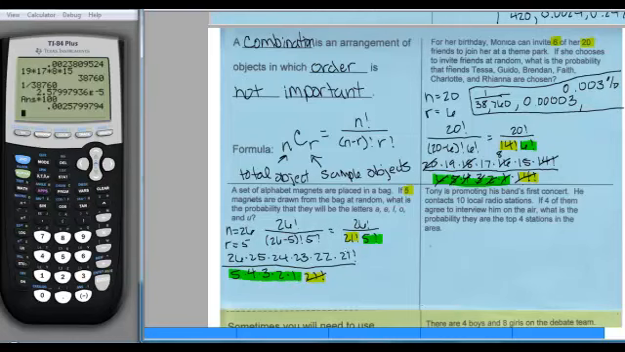21 factorial will cancel with 21 factorial. 4 times 3 is 12, times 2 is 24. Cancel your 1. 25 divided by 5 is 5. So that's 26 times 5 times 23 times 22.